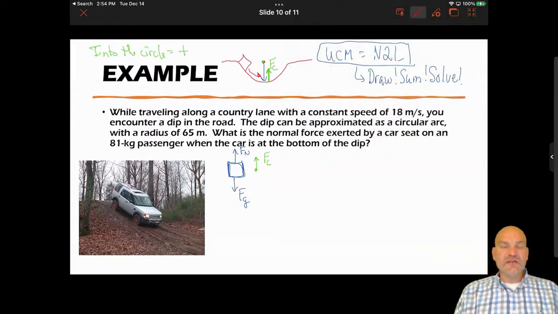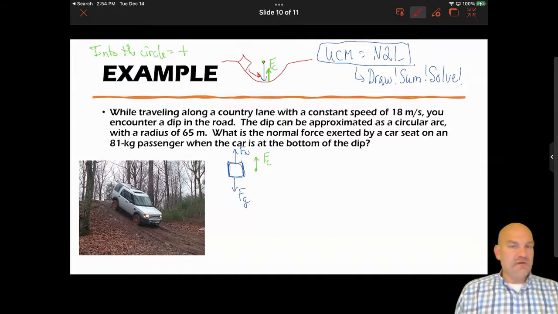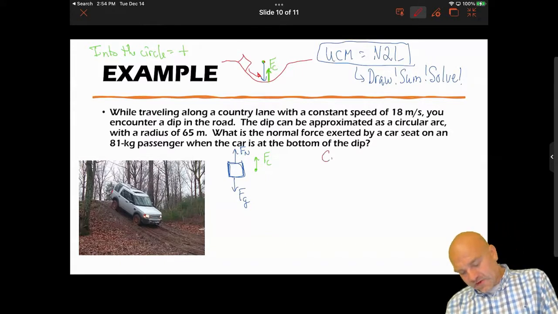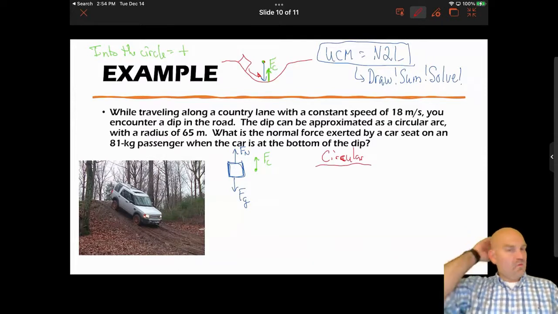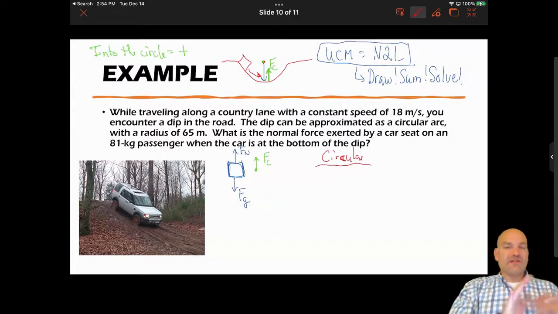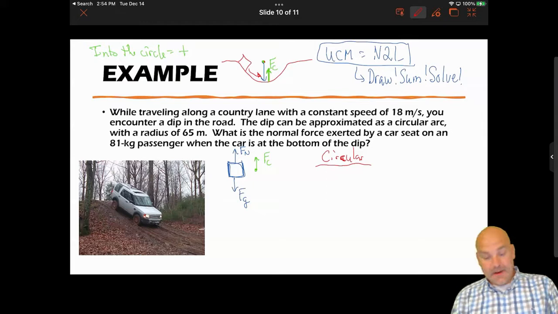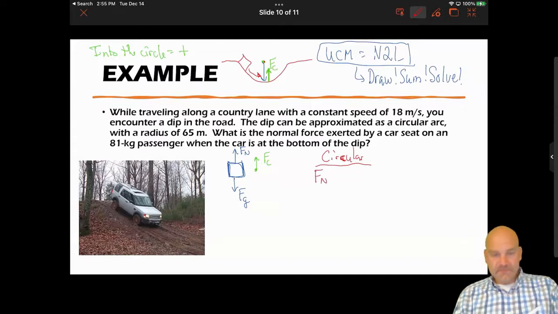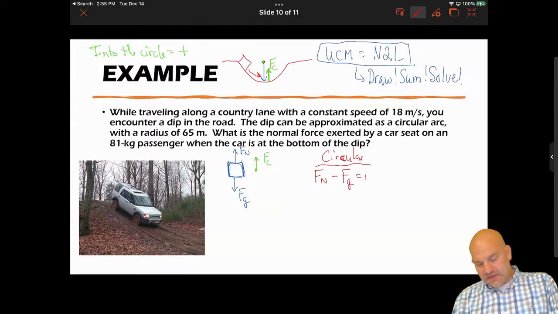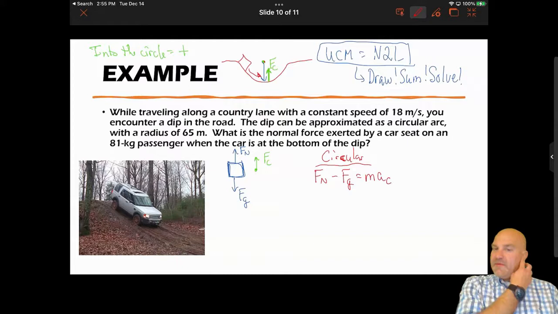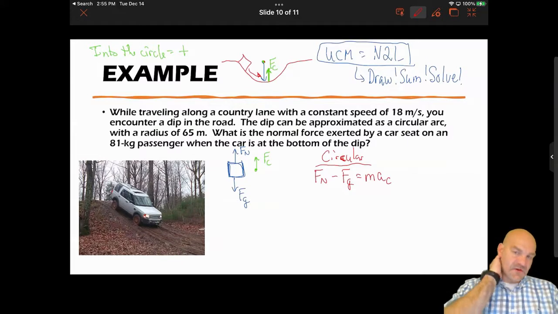Now we're going to sum the directions. But the good thing is we don't have to worry about a non-circular direction because we don't have one. So we only have a circular direction. Whereas if I do a T chart, I would do X and Y, here I would do C and NC, right? So sum the forces: I have normal force into the circle minus weight, which is away from the circle, and my acceleration is going to be my m times a_c, which is going to be into the circle.